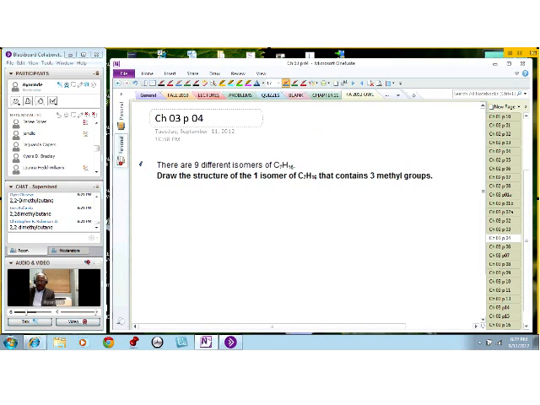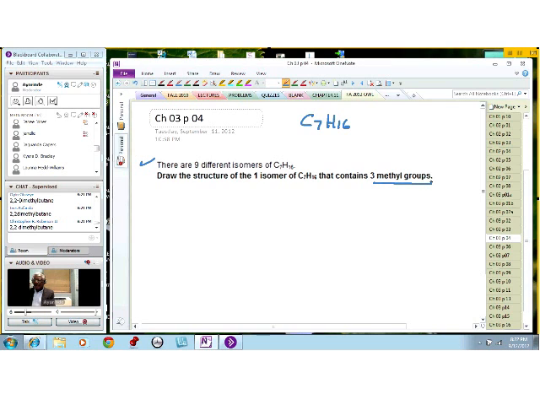Lorena, go ahead and read this question for us. Draw the structure of the isomer of C7H16 that contains 3 methyl groups. Okay, great. So they want us to draw an isomer with the molecular formula C7H16, and they say that it must contain 3 methyl groups.